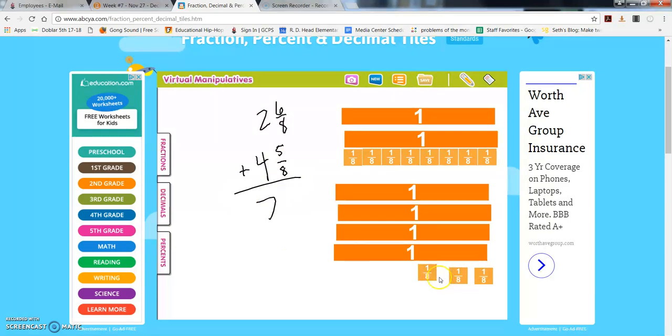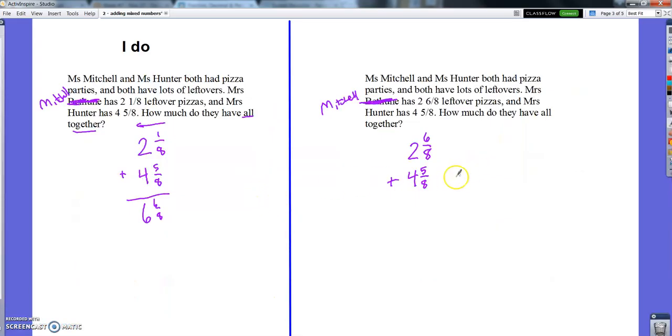And 1, 2, 3/8. So if I draw it, I can kind of easily see that, right? The 8/8 go together and make a whole. And I have 1, 2, 3, 4, 5, 6, 7 wholes and 3/8. So if I draw it, it's real easy to see where that came from. If you want to do the arithmetic instead, no problem.